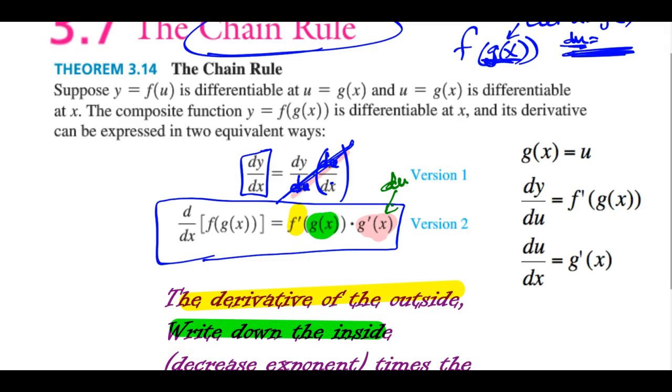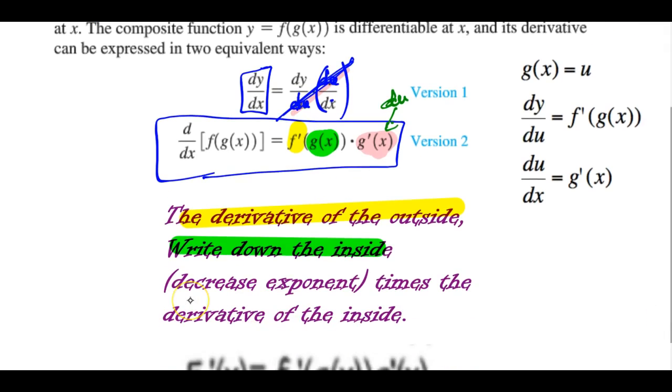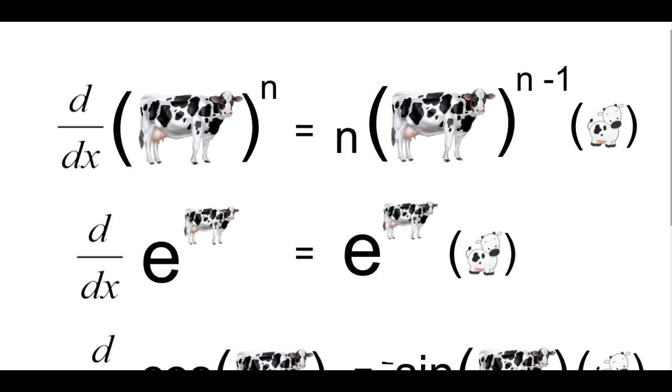And when we take the derivative, we don't want to forget to decrease the exponent, but then times the derivative of the inside. So this is all green, because when you write down the inside, you have to decrease that exponent by 1. Let me show you an example. The derivative of anything to the nth power is n times the derivative of the outside, write down the inside, don't forget to decrease the exponent by 1, times the derivative of the inside. So this is my little du.